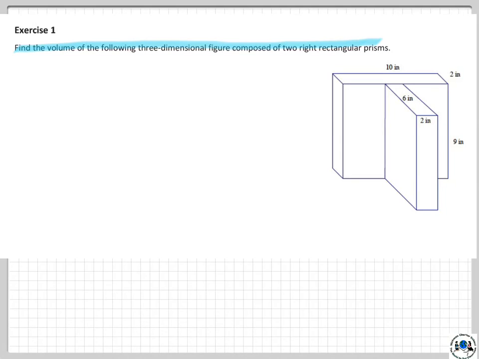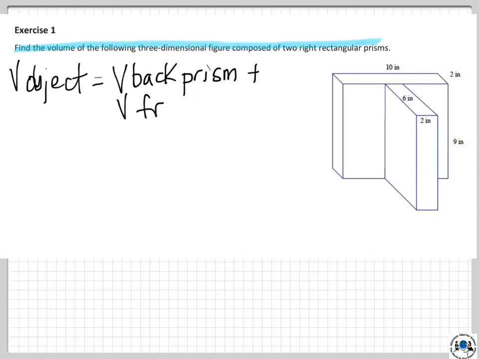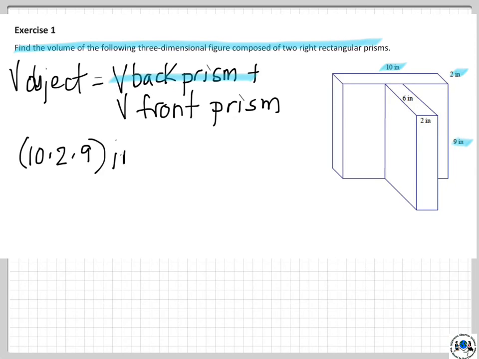Okay, so let's compare answers here. Again, the volume of the entire object is the volume of these two prisms, the one I'm calling the back prism and the other the front prism. Let's work on the back prism. There are the values, the dimensions that I need to apply: 10 times 2 times 9 inches cubed. There we go, 180 cubic inches for that back prism.